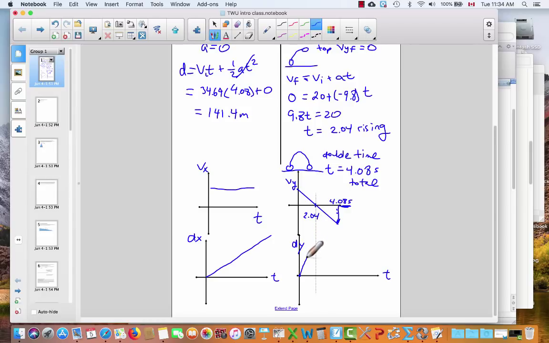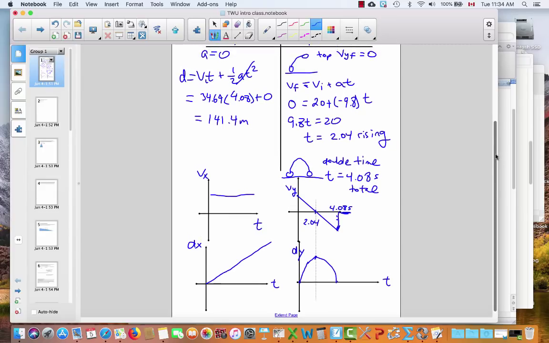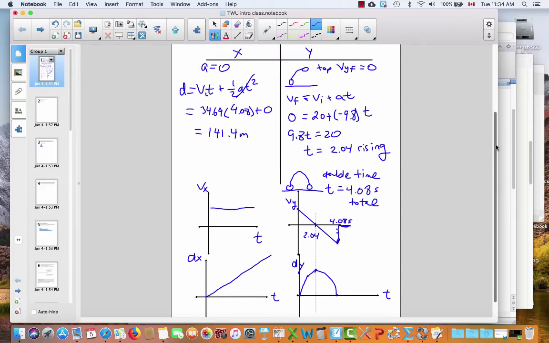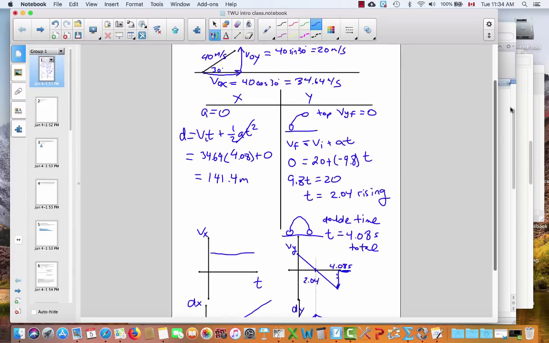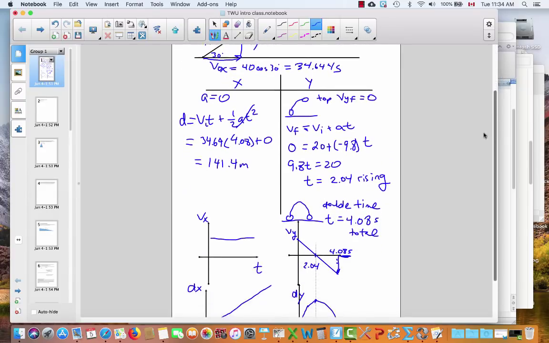So the y velocity is 0 at that point, and the y displacement is a maximum. And then it falls back down to the ground, reaching the ground right there at the same 4.08 seconds. So there's a review problem in projectile motion and also the graphical representation of motion. And this would be a typical problem you would do in Physics 12.